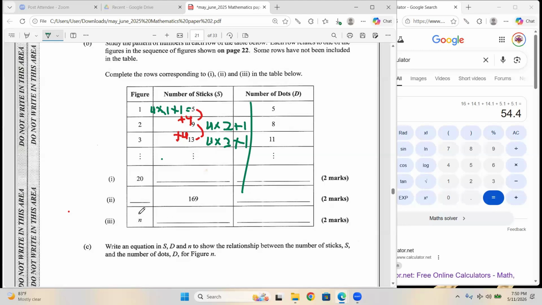So the formula, we could write it here where n represents the figure number. We can say 4 by n, or 4n, add 1. So to get the number of dots for figure number 20, we say 4 multiplied by 20, add 1. You can use your calculator or whatever you want. 4 twos are 8, so 80, add 1 is 81. So this is 81 over here.